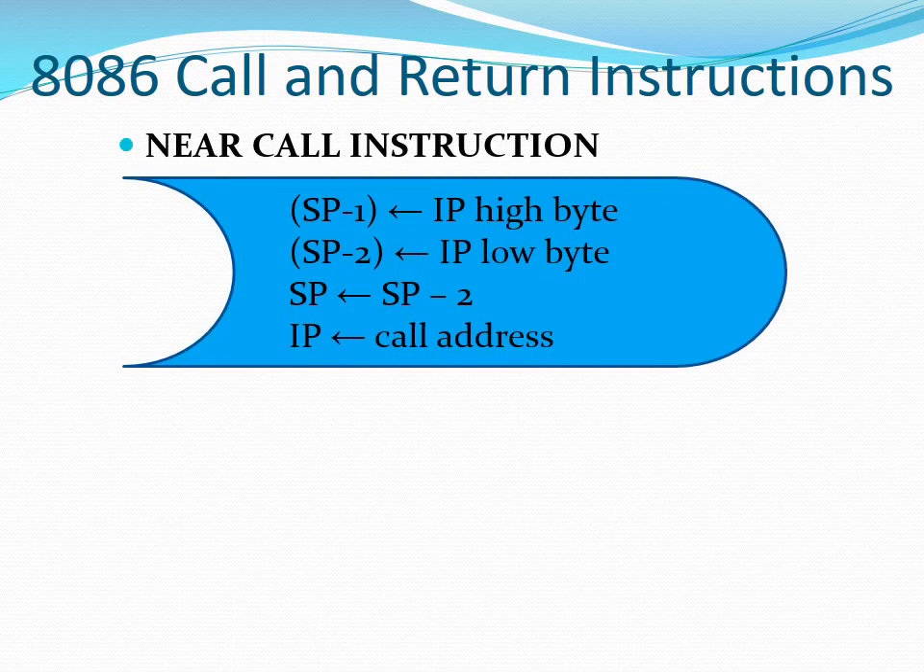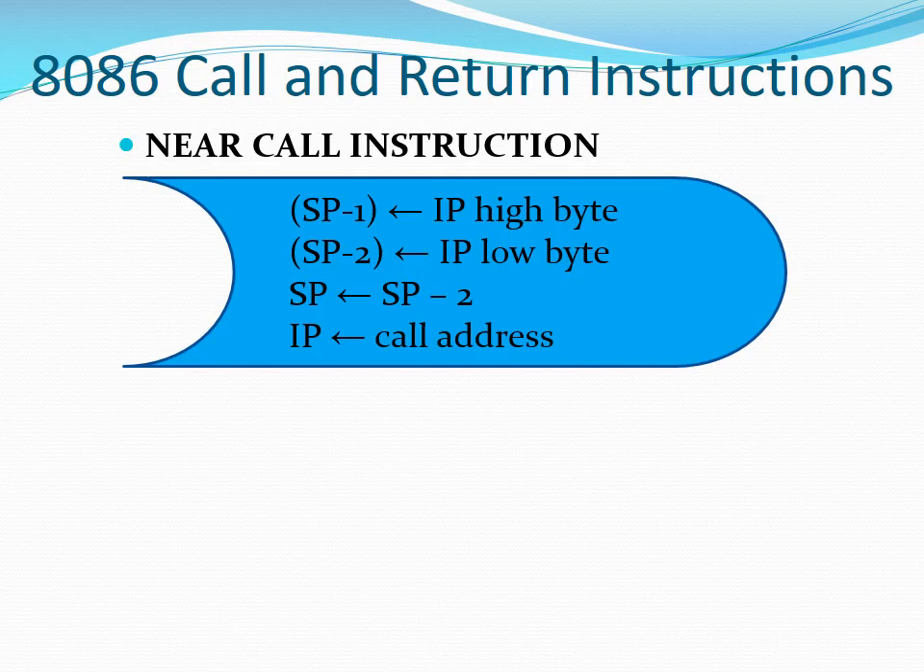Let's illustrate the near call instruction using word equations. When a near call instruction is executed, the higher byte of the instruction pointer IP is stored in memory location pointed to by SP-1. The lower byte of IP is stored in memory location pointed to by SP-2. SP is decremented by 2. In other words, the instruction pointer is pushed to the stack.